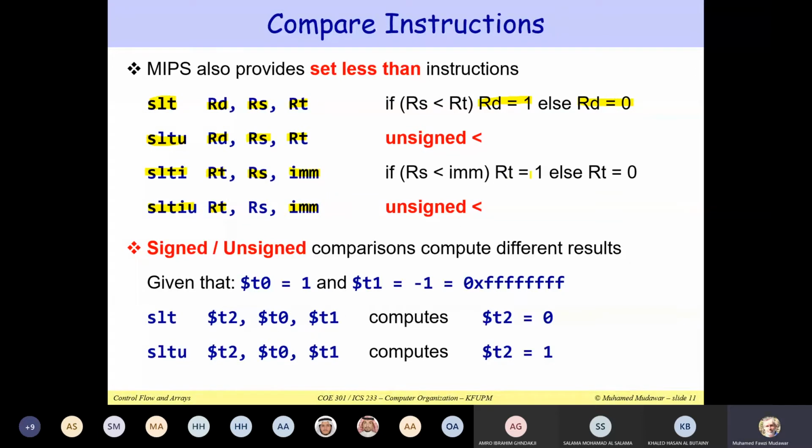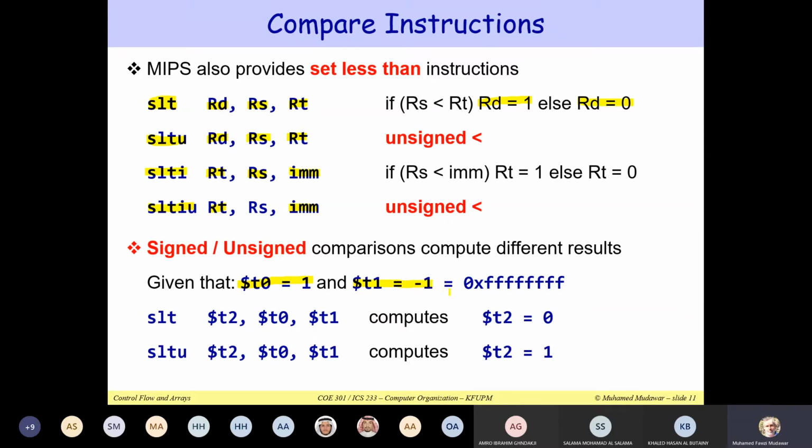Again, the result can be true or false. True is 1, false is 0. And this is written into register RT, not RD, because these 2 instructions are of the immediate type. Now, signed versus unsigned comparisons compute different results. I have an example here. Suppose that we have register T0, which is 1, and register T1 is -1.